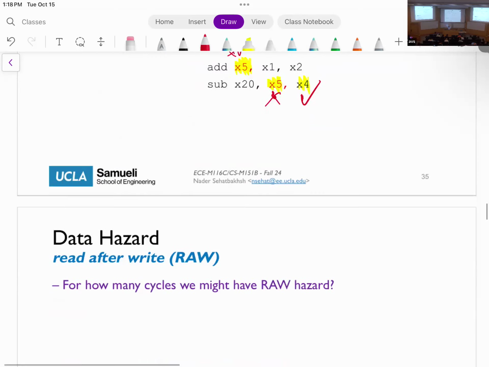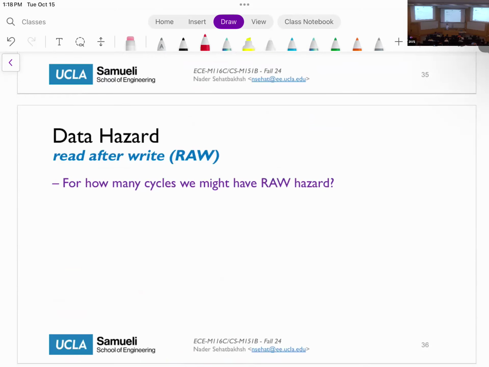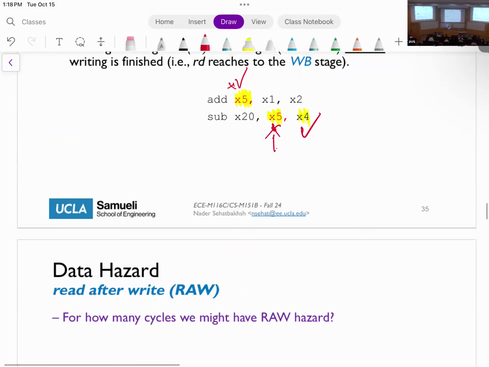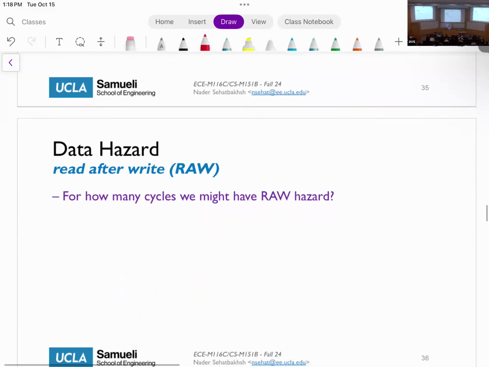Okay? This is what we call read after write, what we call a RAW data hazard. So a RAW data hazard means that we are reading this register after writing, and if the timing is not correct, then we're going to have a wrong value. So that's why we call this a RAW data hazard.